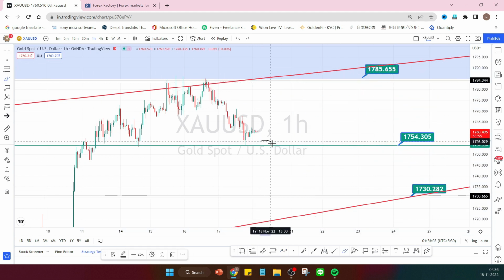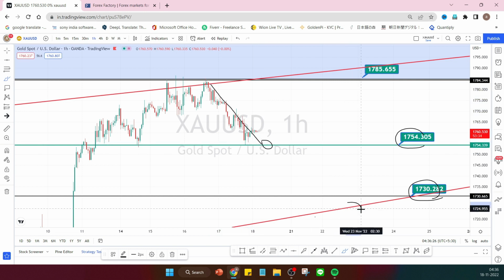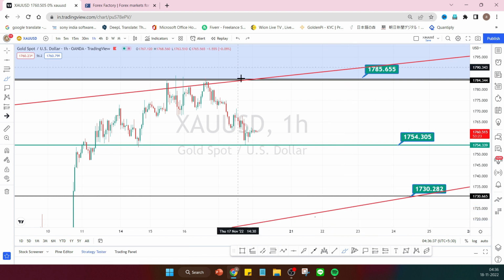So the first level of support is going to be around 1754, and next level of support is going to be around 1730 from the 4 hours time frame. And currently, although it is on a bearish trend, it is only a retracement. Only when it breaks this trend line, it will be a bearish side trend reversal. Let us mark the support and resistance level.